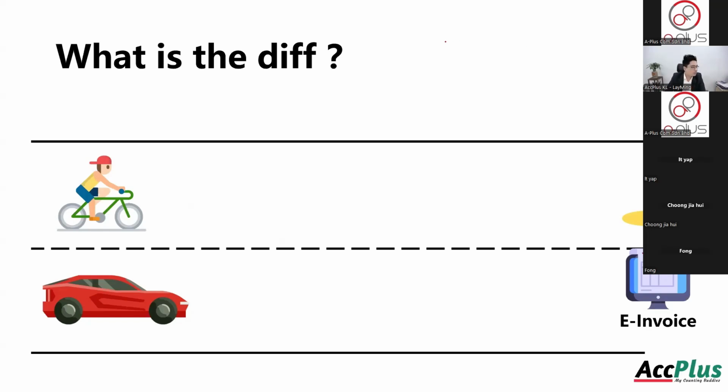For me, using the MyInvoice portal is like cycling, it's very slow. But using accounting software is like driving, it's very fast. But it's up to you, because our government, the IRB, does not force you whether you want to use the MyInvoice portal, the accounting software, or mix both. Both are okay. It's up to you, because ultimately the objective is to create the e-invoice.